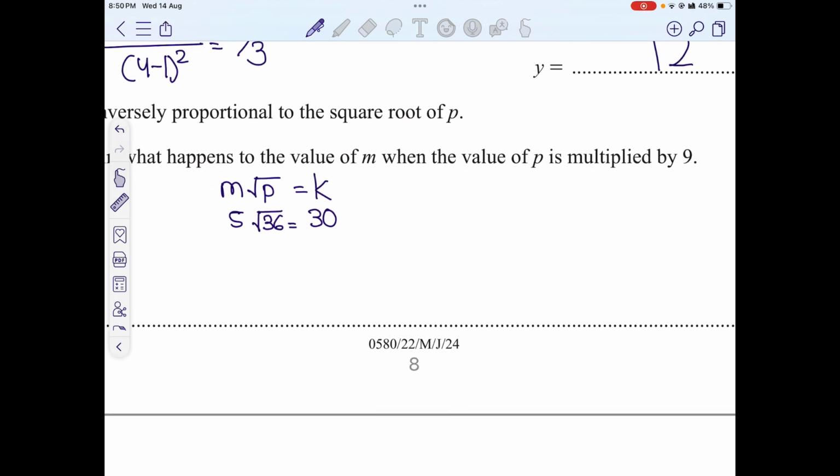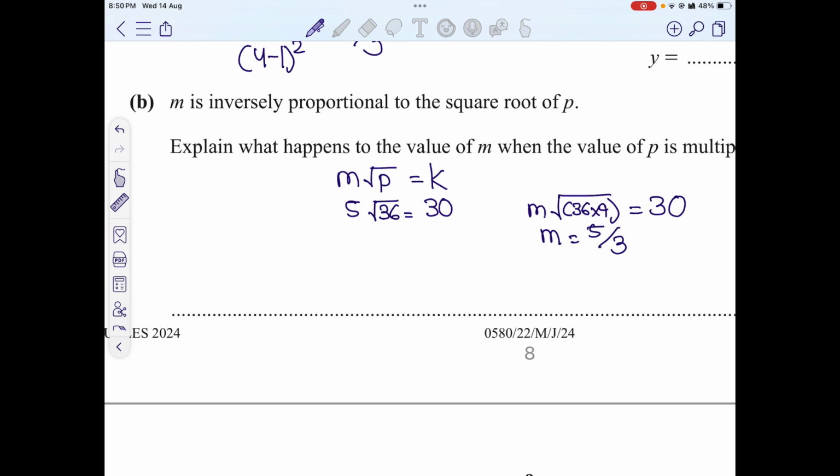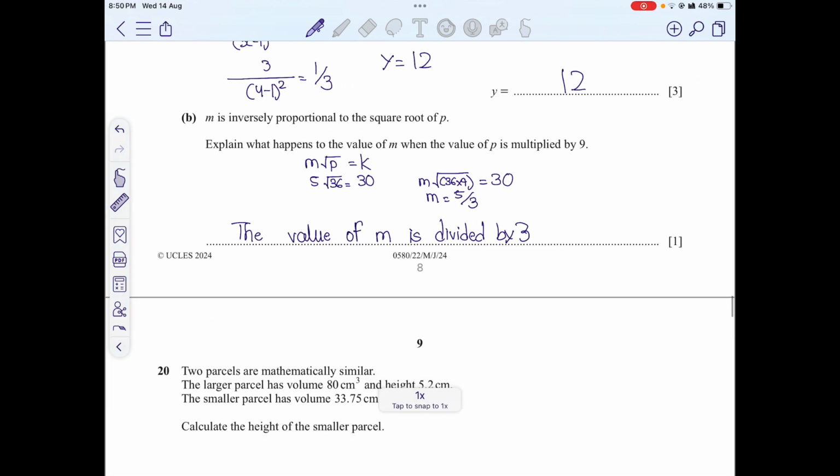Now when the value of p is multiplied by 9, let m be here and the value of p be multiplied by 9. 36 into 9, the square root is 30, because the k would remain the same. So m would equal 30 divided by the square root of 36 into 9. That means the value of m is 5 over 3. The initial value was 5, now it's 5 over 3. That means the value of m is divided by 3. You can check with any other values and you can still get the same answer.